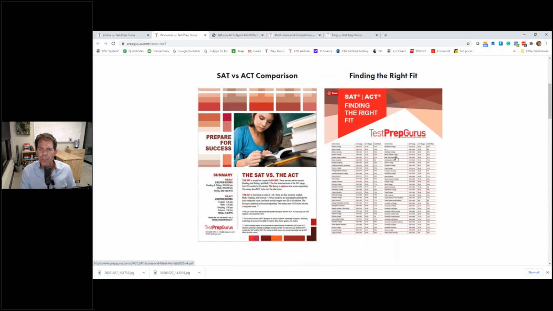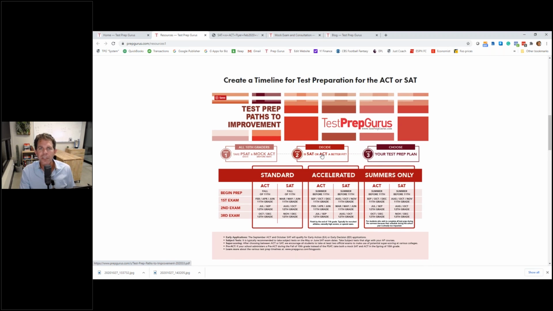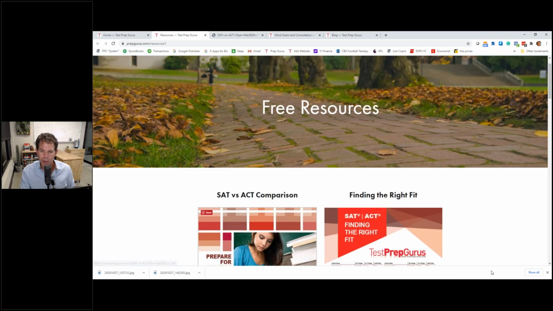And then the other one that is very popular is Finding the Right Fit, and that shows students and parents the typical SAT, ACT score ranges at the 100 most popular colleges. And then we've also got some timeline information and some other great free stuff for you there.